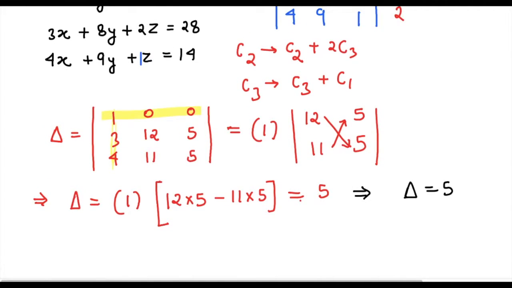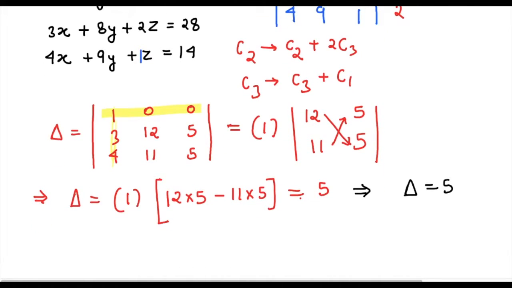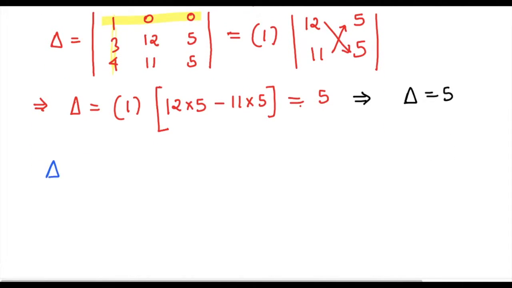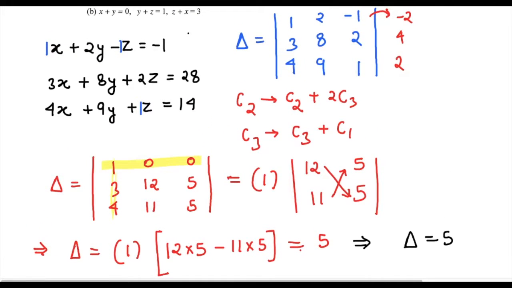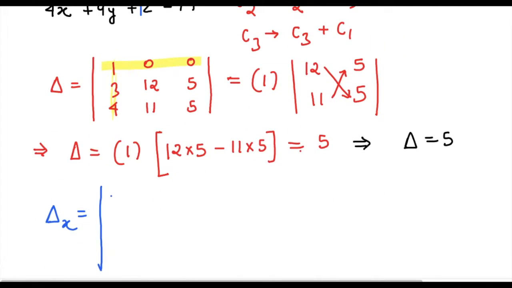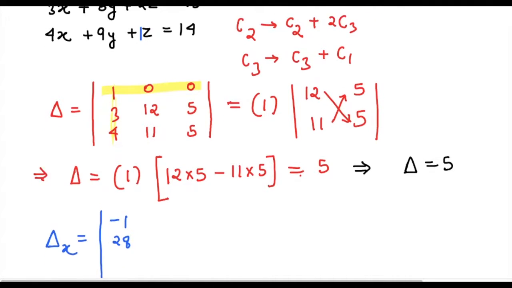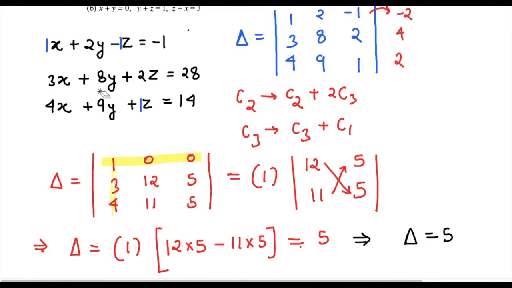Now that is a finite value. Now to find x, y and z, we have to find the values of del x, del y and del z. First of all, let's find the value of del x. To find del x, in place of the x column, just put these values: minus 1, 28 and 14. Let's write them: minus 1, 28 and 14, and leave y and z as they are.